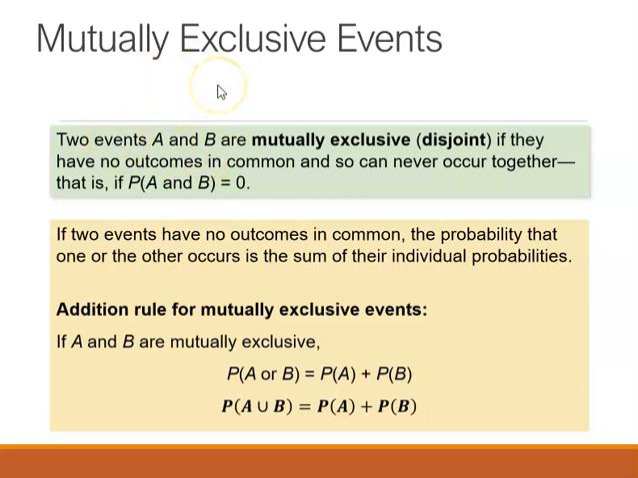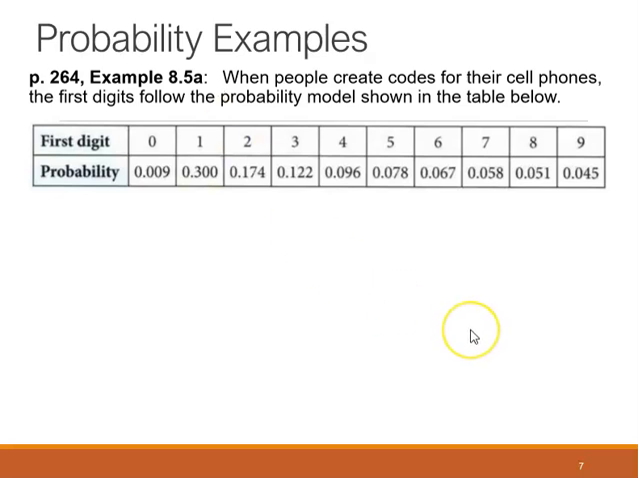Let's look at an example. So when people create codes for their cell phones, the first digits follow the probability model shown in the table below. So basically 0.9% of people's first digit on their cell phone passcode is 0. 0.3 or 30% of the time it's a 1, 17.4% of the time it's a 2, etc., etc. Is everybody okay with how we're reading this?